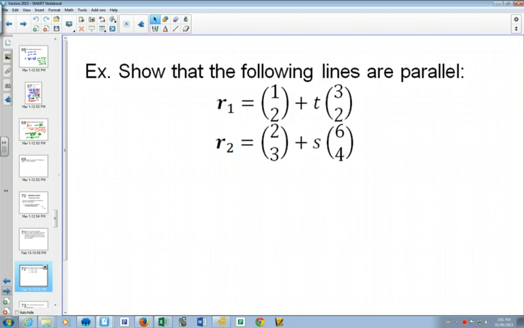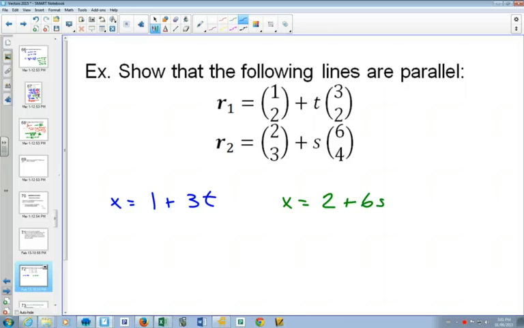Maybe you can see from the direction vectors already that these are parallel, but we don't know for sure that they're not on the same line. Because if they're parallel, they could still be exactly the same line. So if we were going to solve this with matrix equations, we could look at our parametric forms. We know that our x value from the first one is 1 plus 3t, and our x value from our second equation is 2 plus 6s. Our y values will be 2 plus 2t, and our y values from our second one is 3 plus 4s.